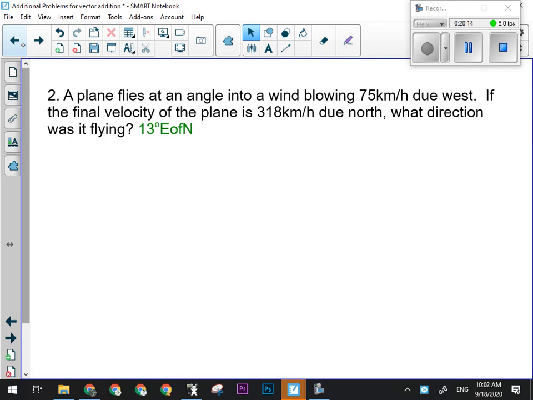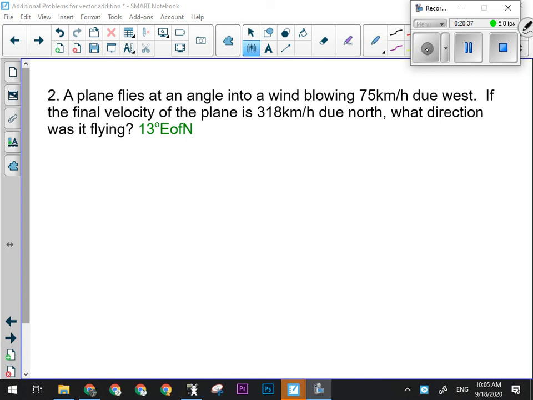All right, this one is like the plane question we did. It's looking for the heading. So I want you guys to see if you can get this one. A plane flies at an angle into a wind blowing 75 kilometers per hour due west. The final velocity of the plane is 318 kilometers per hour due north. What direction is it heading in?